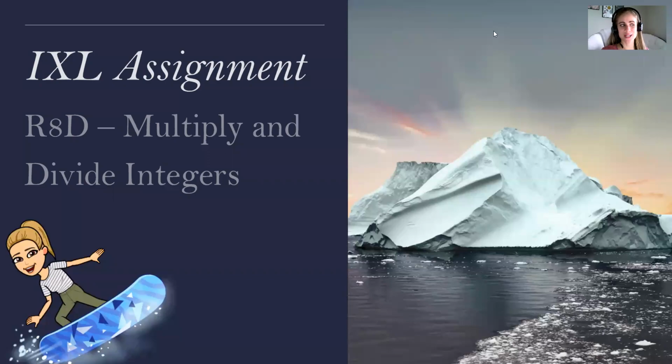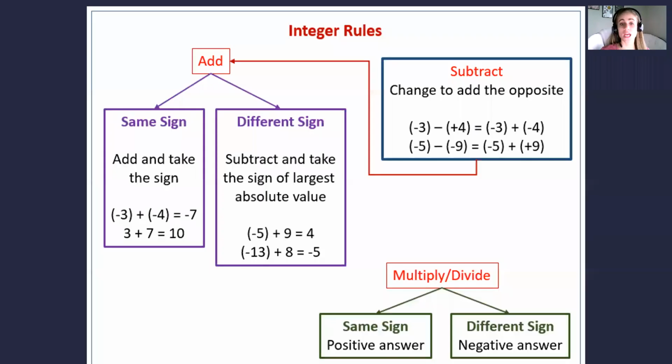Hello, today we are going to be covering the IXL assignment R8D, multiply and divide integers. First off, let's refresh our memory on what an integer is. An integer is any number on the positive side of the number line. It does include 0, and then also the numbers on the negative side of the number line.